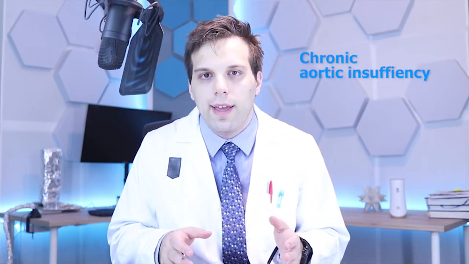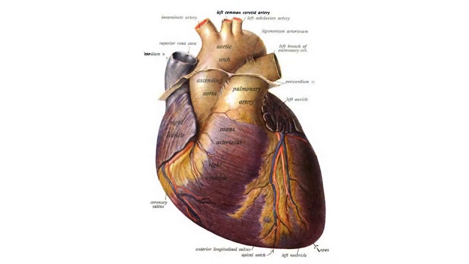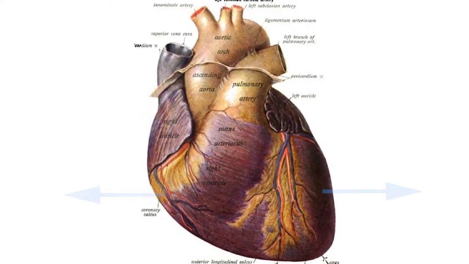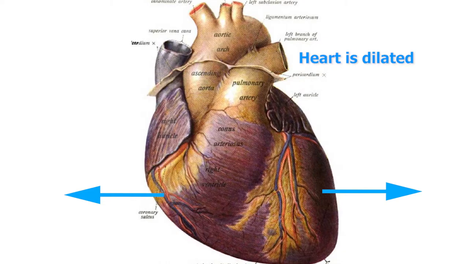So when does this aortic insufficiency appear? Well, aortic insufficiency can appear gradually. In that case, we call it chronic aortic insufficiency. In a chronic aortic insufficiency, the heart has a little bit of time to react to that. And so it does. It experiences the so-called eccentric hypertrophy. That means that the heart is dilating.